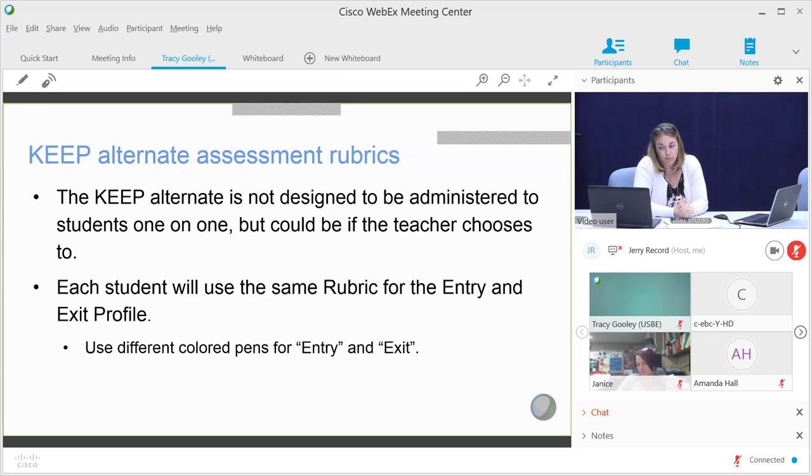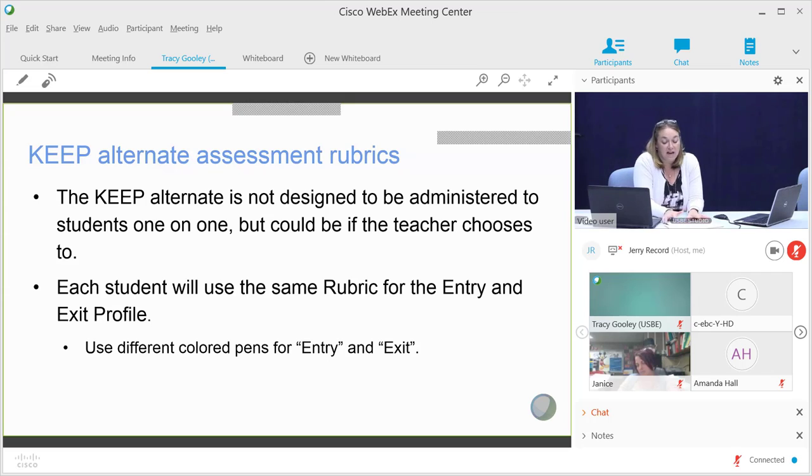And you're going to use the same rubric for entry and the same rubric for exit, so you won't change. We do suggest that maybe you should use a different colored pen to mark those entry and exit dates and skill sets where they're at.